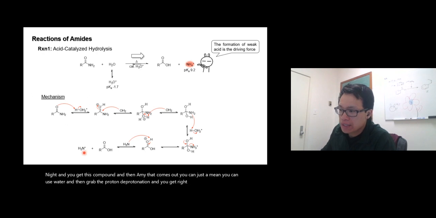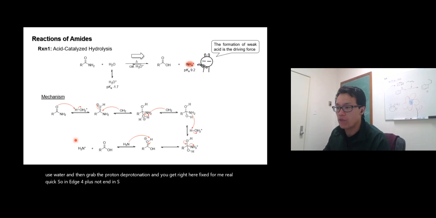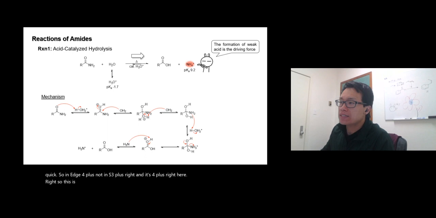Fix for me real quick. So NH4 plus, not NH3 plus. All right, NH4 plus right here. All right. So this is acid catalyzed hydrolysis.